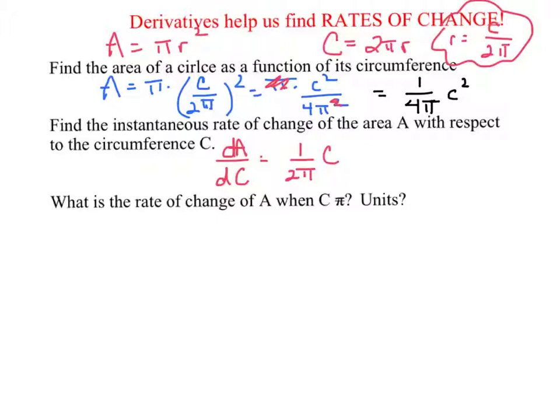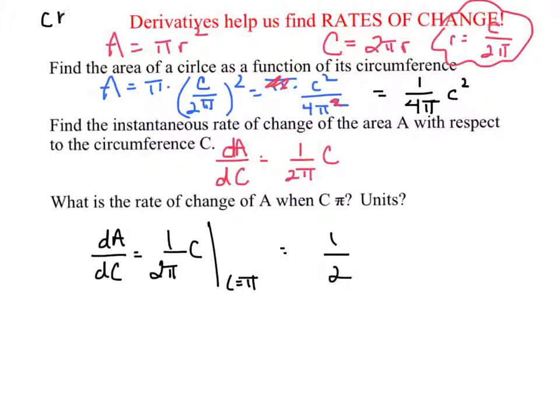Well, I plug in pi, so dA/dc equals 1 over 2 pi times c, and I'm evaluating when c is equal to pi. So plug pi in: 1 over 2 pi times pi is just 1/2. And let's do this one in metric. Let's say the whole problem was done in centimeters.